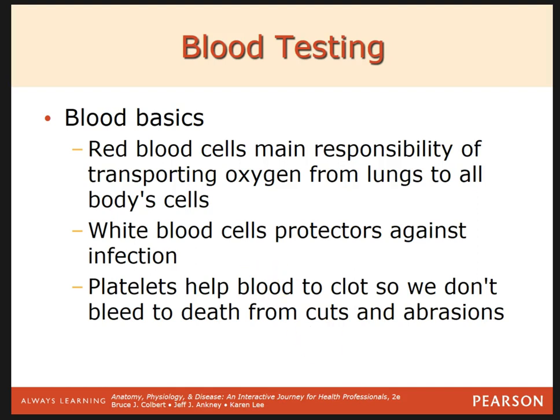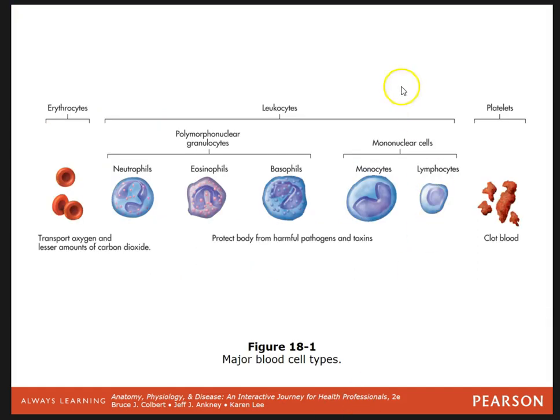So let's look at the white blood cells. Sorry, here we have the different kinds of blood cells in general. So we have our erythrocytes. We see that those are kind of disc-shaped with a kind of indentation. They help transport oxygen and carbon dioxide. Then we have our platelets over here.